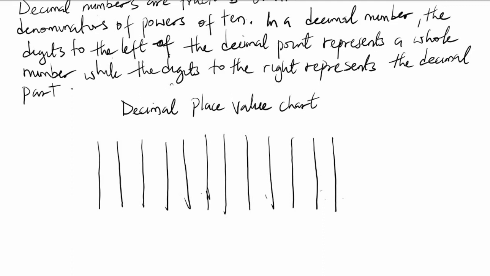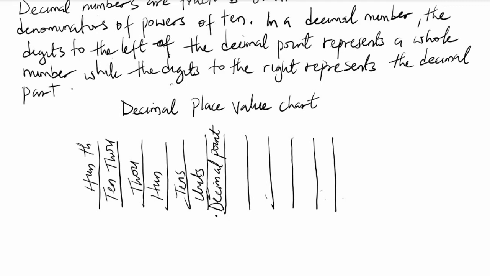This is the decimal point. This is units, then tens, hundreds, thousands, 10,000s, 100,000s, and millions.